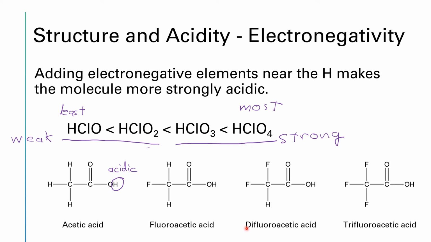And then as we move to difluoro, where 2 of the fluorines have been substituted, or trifluoro, where 3 fluorines have substituted for hydrogens, as we just keep adding those more electronegative elements, they just keep pulling on those electrons more strongly and making the acidic proton even more acidic, making it much easier for that acidic proton to leave.